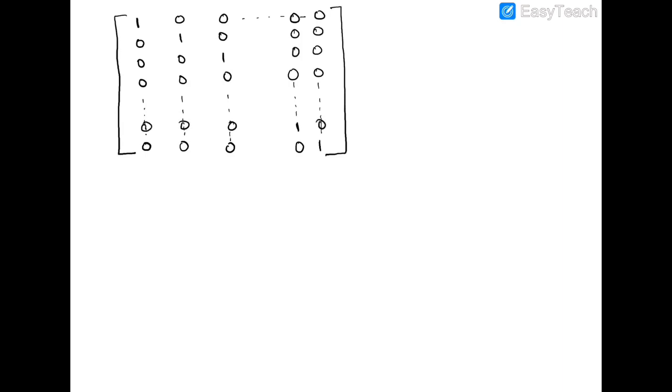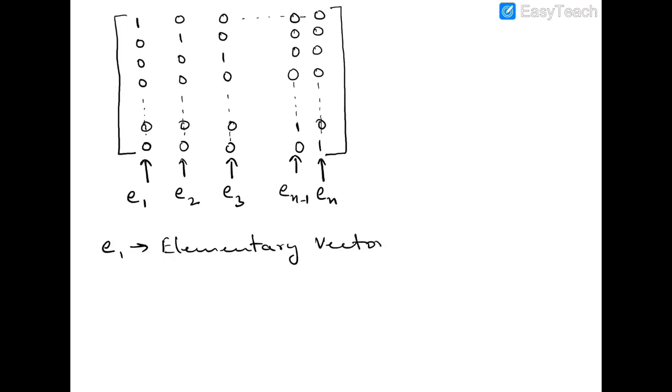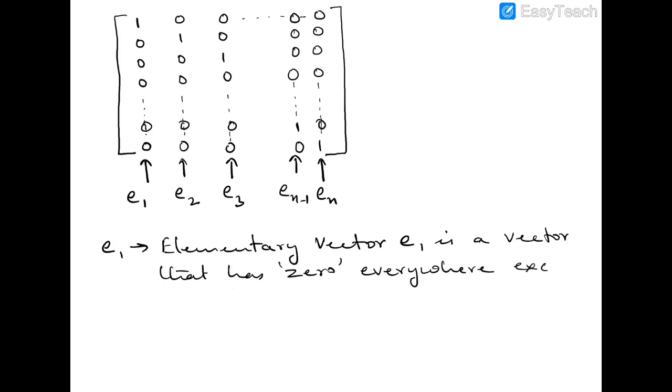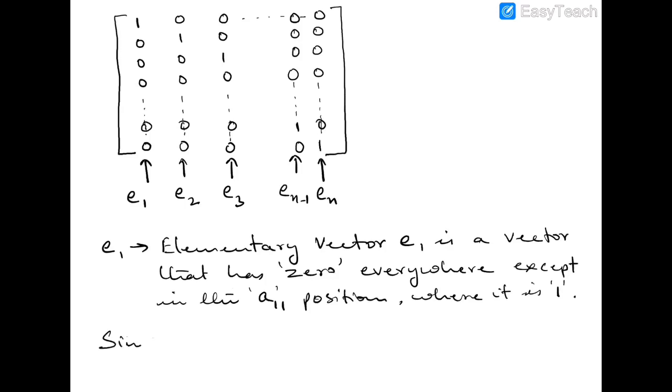As we can see, in the first column all entries except the first entry are zeros, so it is E1, and similarly the second column is E2, then E3, and the last column is En, and this column is En minus 1. So E1 is the elementary vector that has zeros everywhere except in the A11 position where it is 1. Similarly, we can say about E2, E3, E4, E5 up to En.